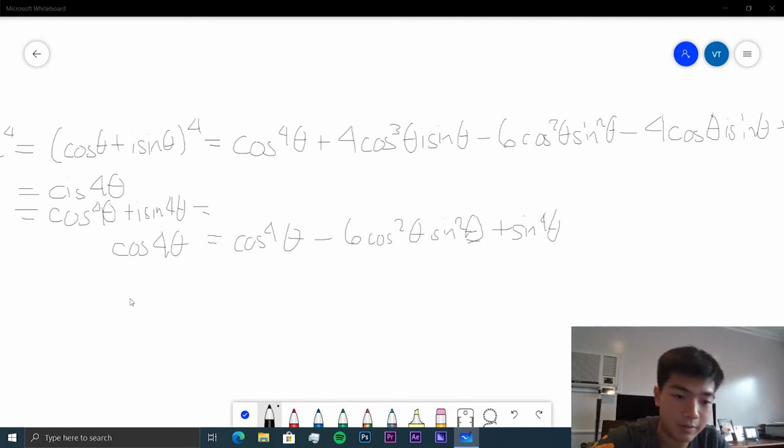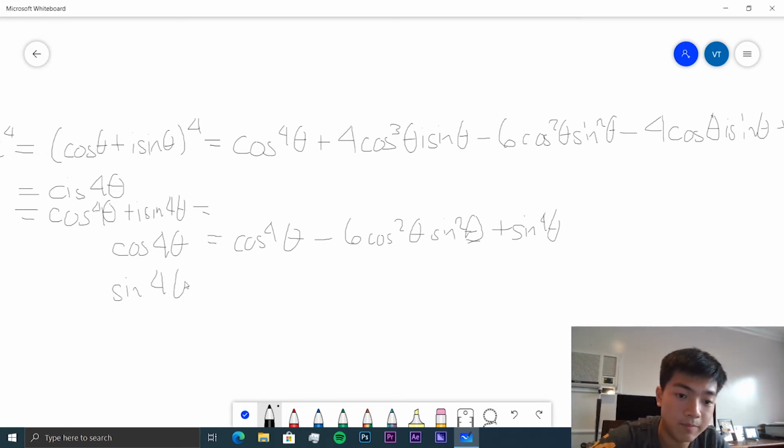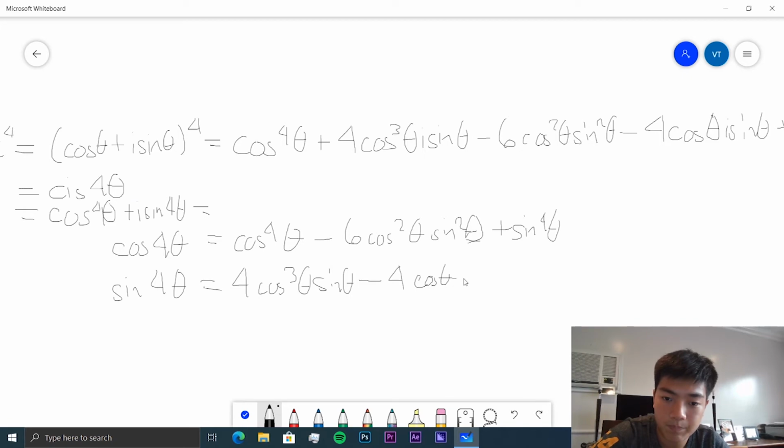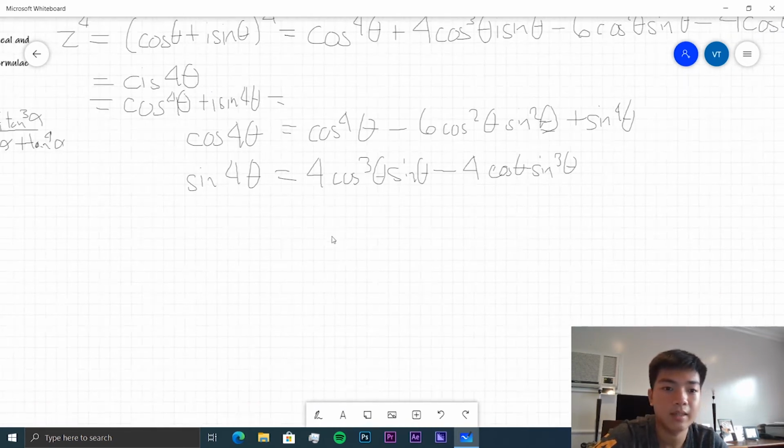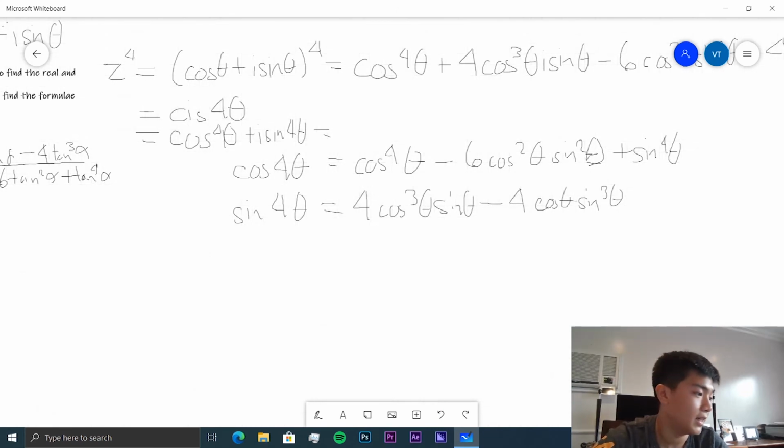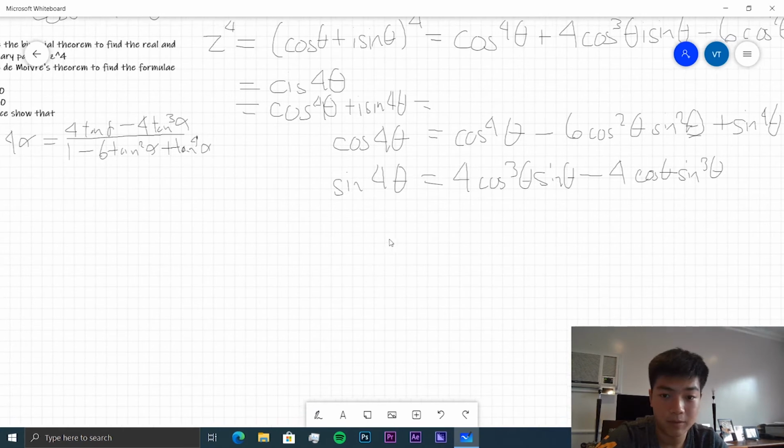Okay, so next, sine of 4 theta is equal to 4 cosine cubed theta sine theta, since you can remove the i, since we know these are both imaginary, minus 4 cosine theta sine cubed theta. Okay, and so next we need to find tan 4 theta.